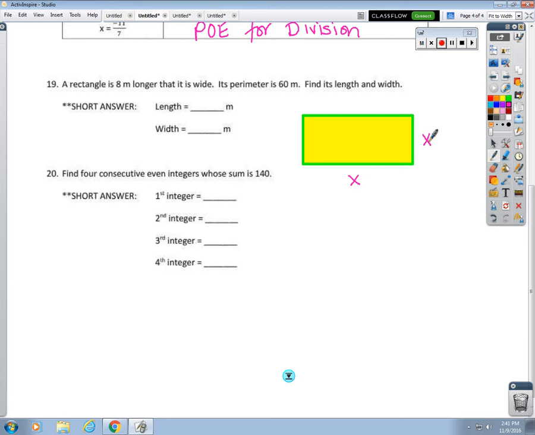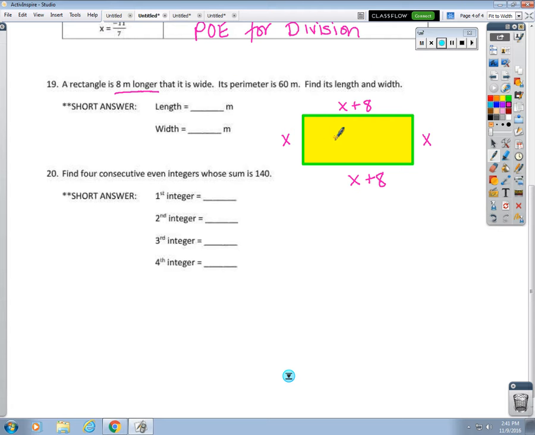We currently don't know what the length is or what the width is, but what do we know about one of them? Right, so for this one, couldn't we at least add 8 to it because we know it's 8 longer than that? Everybody following? Now, since it's a rectangle, isn't this side also x and this side's also x plus 8? Because opposite sides are congruent in a rectangle.